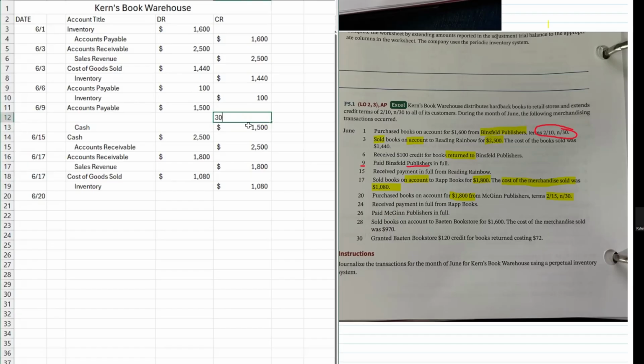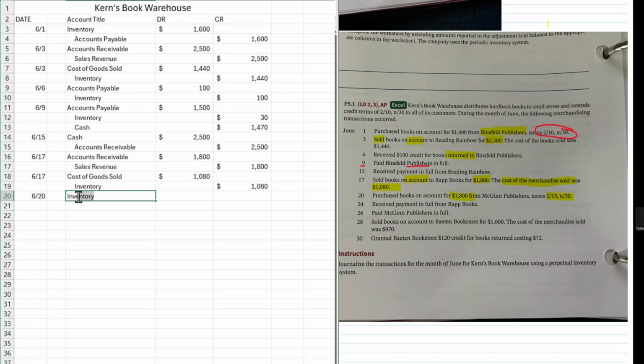So that $30 comes out of inventory. There we go. But this is 1,470. That looks much better. Next: purchase books on account, 1,800, from the publishers, 2/15 net 30. So we purchased books on account. Oh, wait, I already did that. Anyway, moving on. Wait, did I? I'm tripping, definitely.